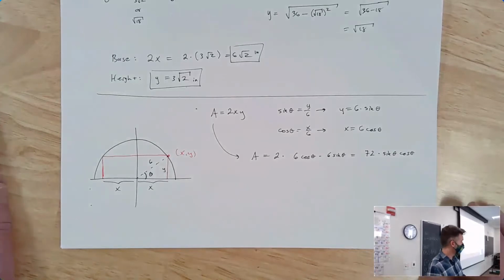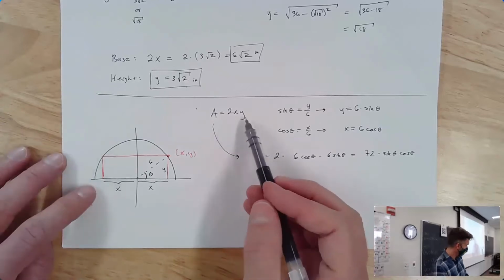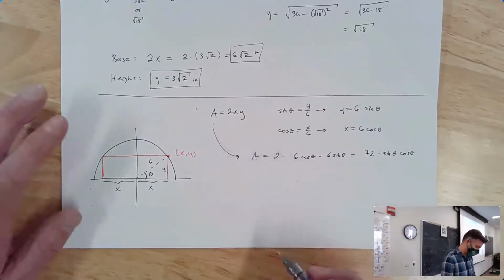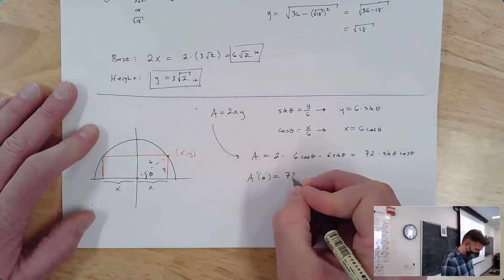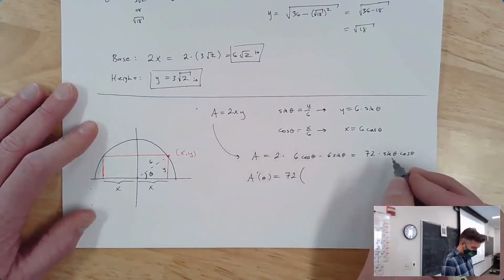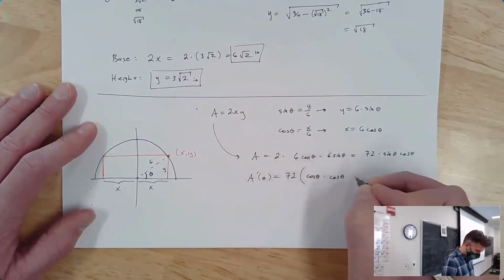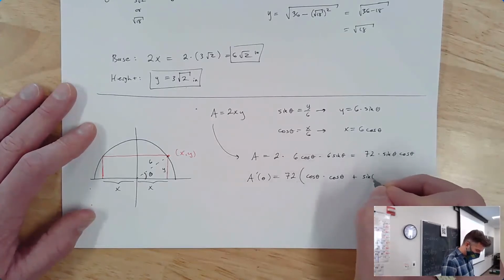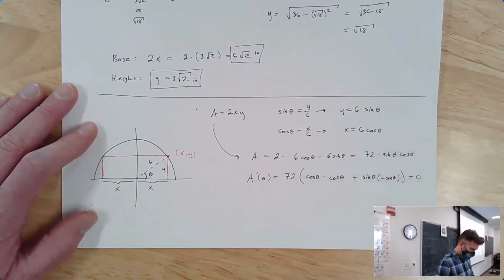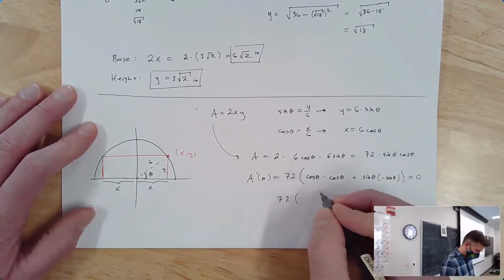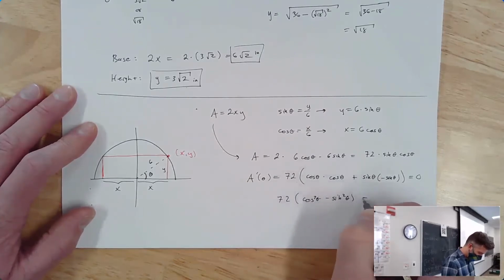And now I didn't even have to do anything. My function, my thing I want to maximize, is already a function of one variable instead of being a function of two variables like it was here. So now I can just take the derivative. So the constant 72 hangs out. I'm going to use the product rule here. The derivative of sine is cosine times cosine plus sine times the derivative of cosine, which is negative sine. I want that to equal 0. So I've got 72 times cosine squared theta minus sine squared theta equal to 0.